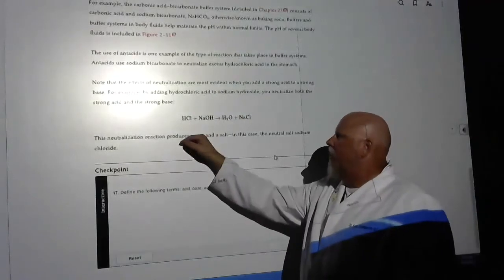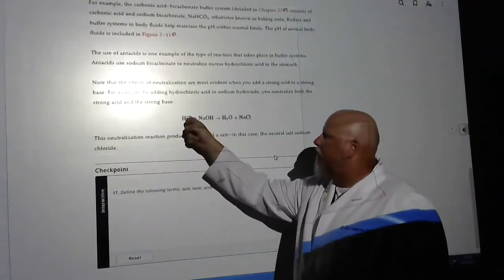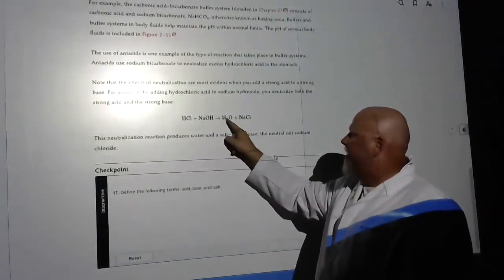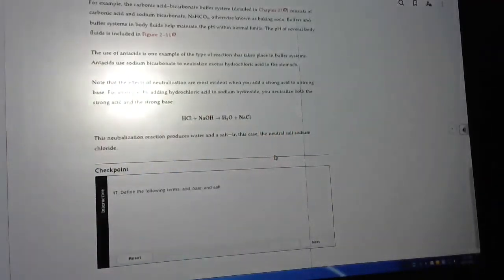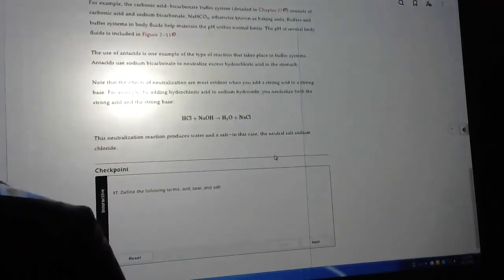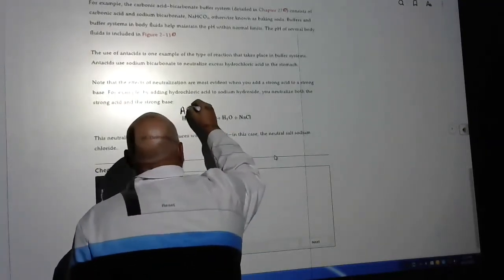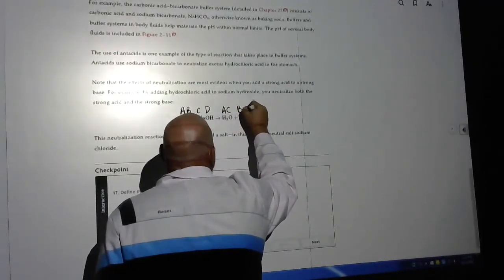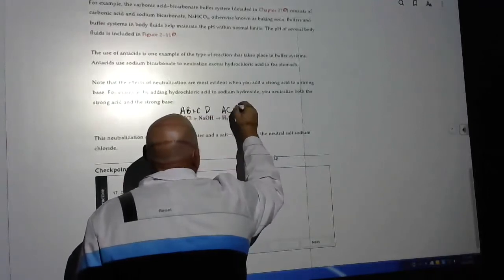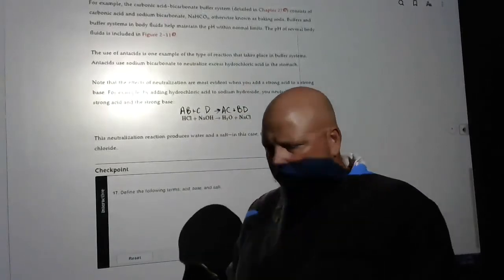Okay. So I wanted to show you this. This is hydrochloric acid and sodium hydroxide yield water and salt. Anytime you have a strong acid and strong base, it yields a salt and water. Okay? So what type of reaction is this? A, B, C, D yield A, C, B, D. What type is that? That is an exchange reaction. Okay, from earlier, that is an exchange reaction.